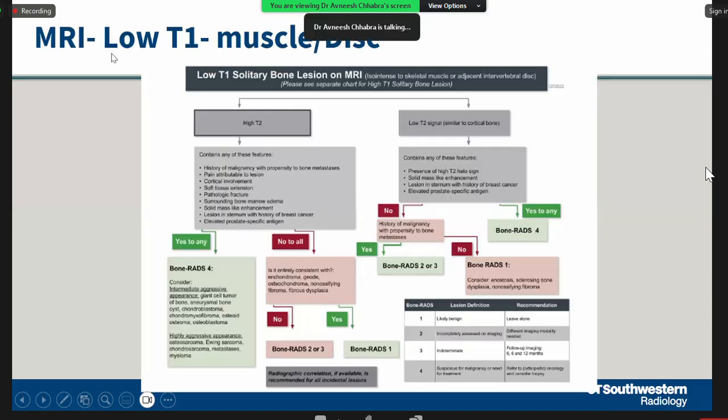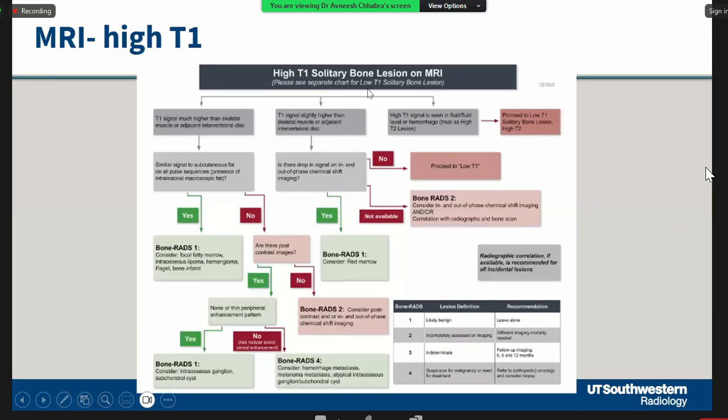And then they use MRI, whether it's low T1 compared to muscle or disc. So then you have this chart, and then high T1 for solitary bone lesions. So these charts are out there, and I have no intent of remembering these charts. But you can if you want to use the system in your practice.